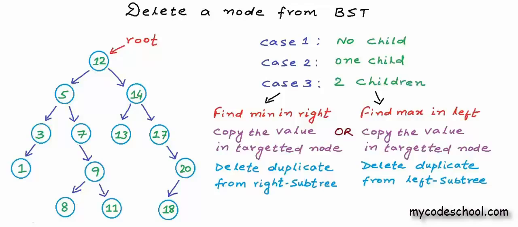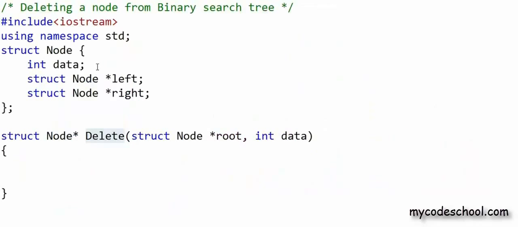I'll write C++ and we will use recursion. If you're not very comfortable applying recursion on trees, then make sure you watch earlier lessons in this series. You can find link to them in description of this video. In my code here, I have defined node as a structure with 3 fields. We have one field to store data, and we have 2 fields that are pointers to node to store addresses of left and right children.